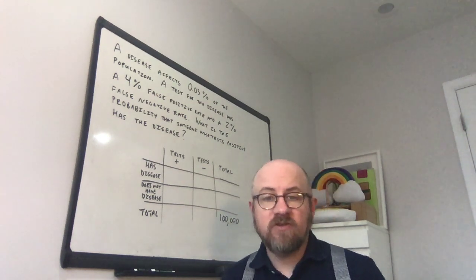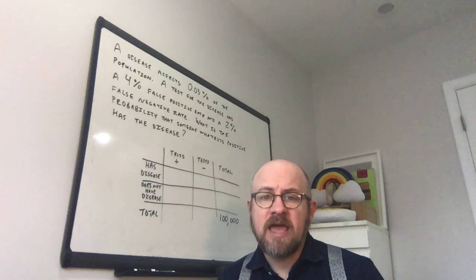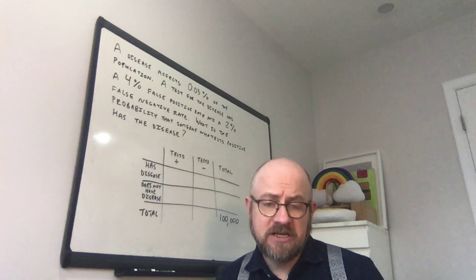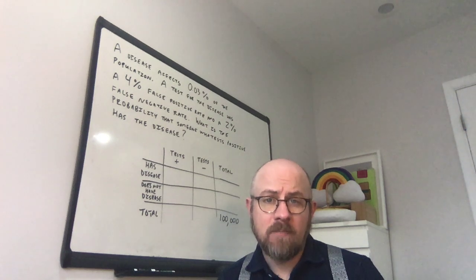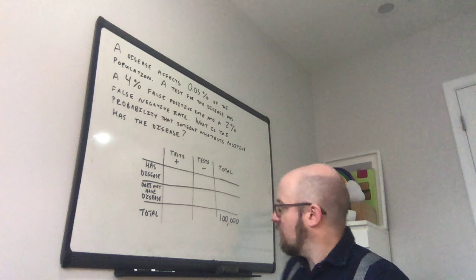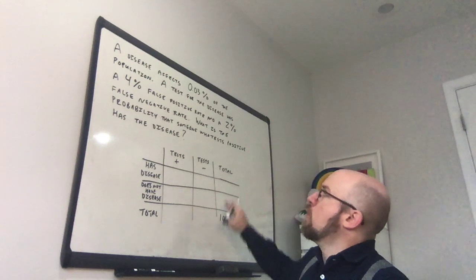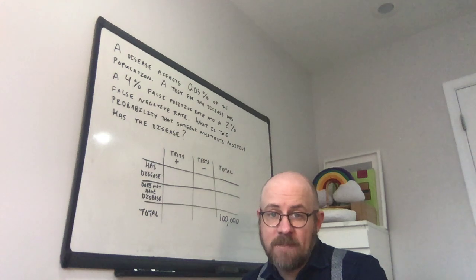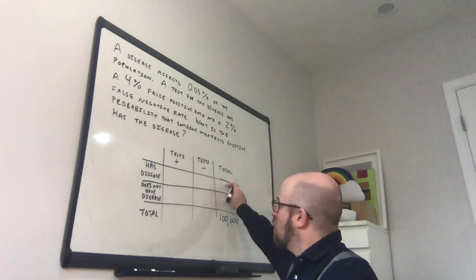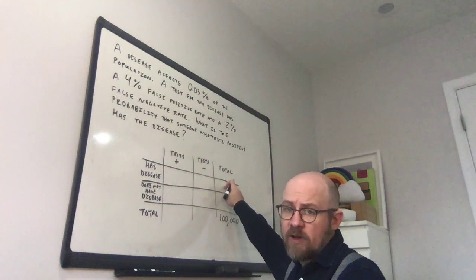So 100,000 people in the population, and I'm going to use these percentages to figure out how many are in each group in this table based on the problem that we've got. Starting off, we've got 100,000 people, and 0.03% of them have the disease. That's going to tell us what fits in here, the total number of people who have the disease.